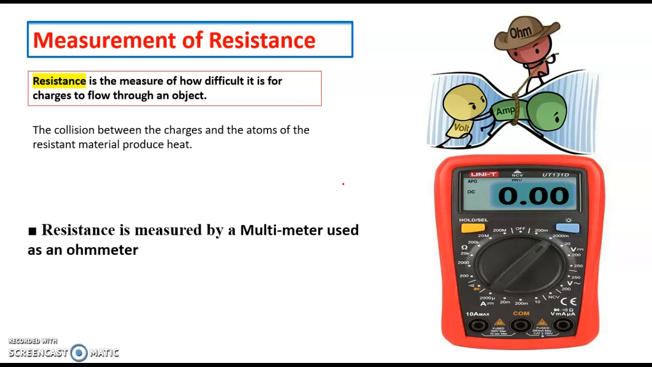So resistance is measured by a multimeter used as an ohmmeter, and the unit of measurement is ohms, as you can see.